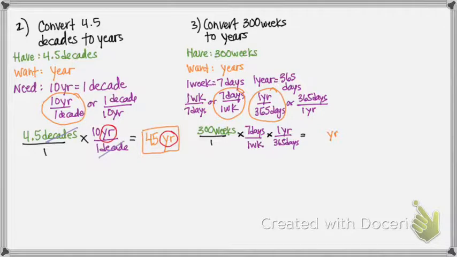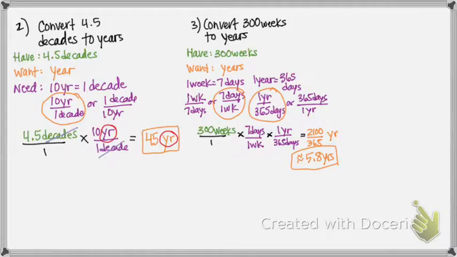So if I multiply, let's see, can 7 go into that? Let's see, 7, nope, that won't. I can divide out a 5, but it's easier to multiply. So if I multiplied straight across, I would get 2100 over 365. Now I would be using a calculator on this, and this would be approximately 5.8 years.